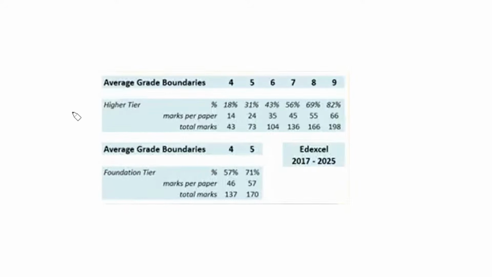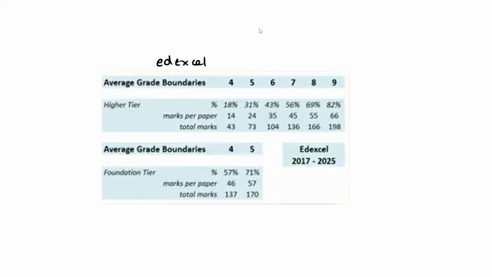This is for Edexcel, right? So AQA, if you're doing AQA, just ignore what I'm saying. This is Edexcel average grade boundaries. I've worked out the average grade boundaries. This is not to say that there won't be a higher or lower grade boundary this year. This is the average, I've said from 2017 to 2025. So it's a bit skewed because of COVID, I guess.